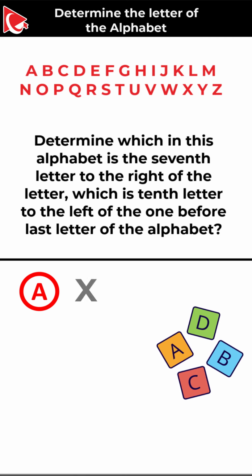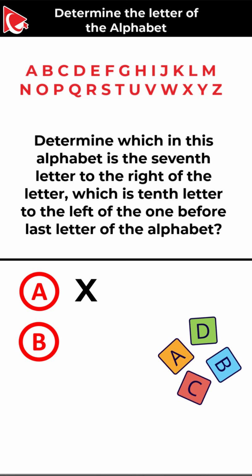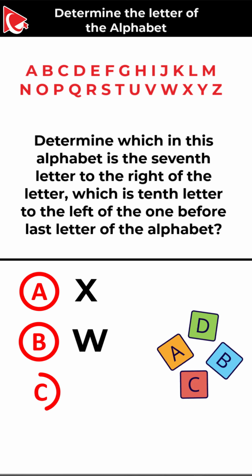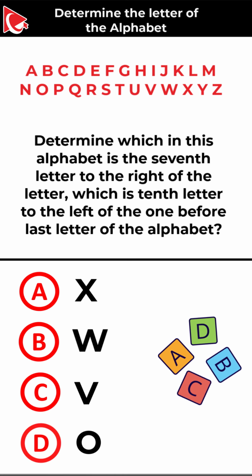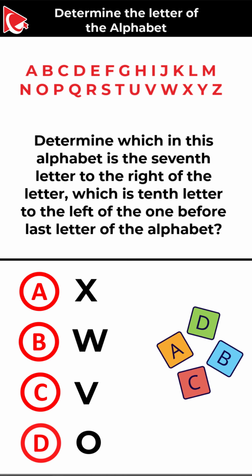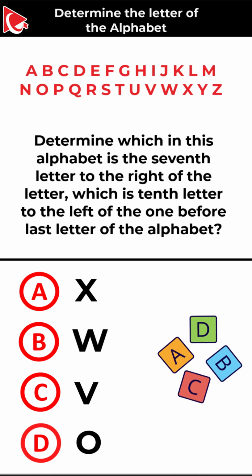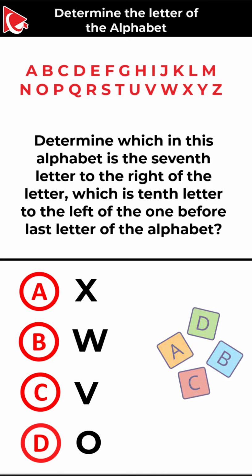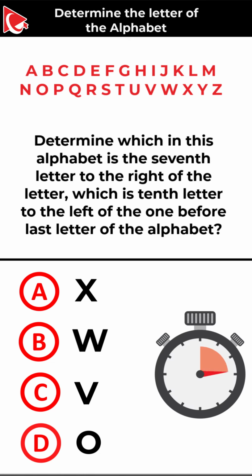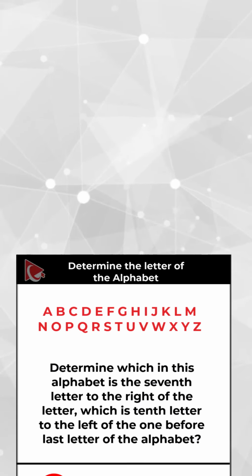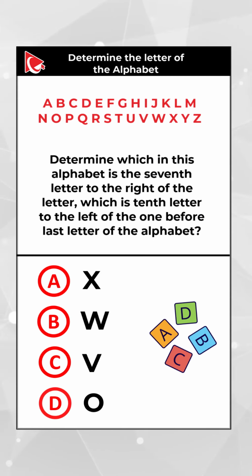You have 4 different choices. Choice A, letter X. Choice B, letter W. Choice C, letter V. And choice D, letter O. Can you determine the answer? Give yourself a little bit of time, maybe pause this video for 10 to 15 seconds to see if you can come up with the solution. Ready or not, let's move forward and get to the correct solution together.